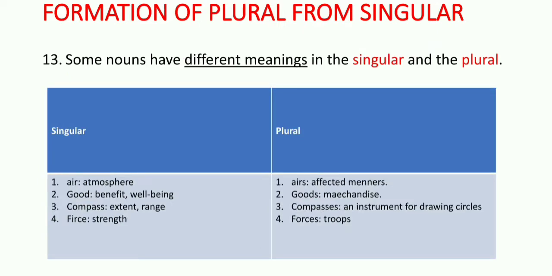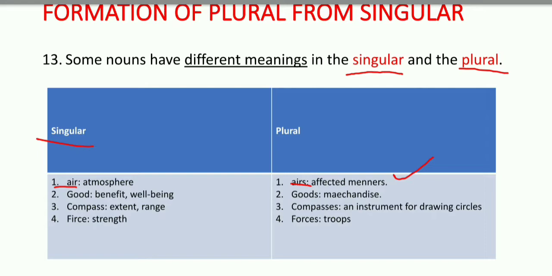Next rule, we have some nouns that have different meanings in the singular and plural. Okay, some nouns are there. When used as a singular, it gives one meaning, and when used as plural, it gives a somewhat different meaning. How? Look at the examples. If we use the singular, air, it means atmosphere, but in the plural, airs, it means affected manner.